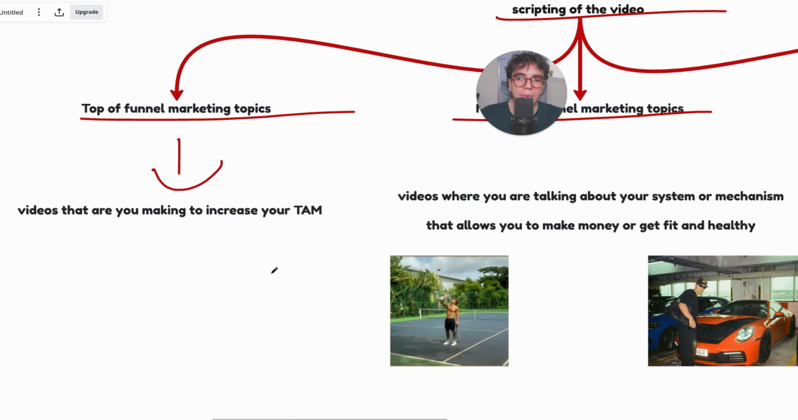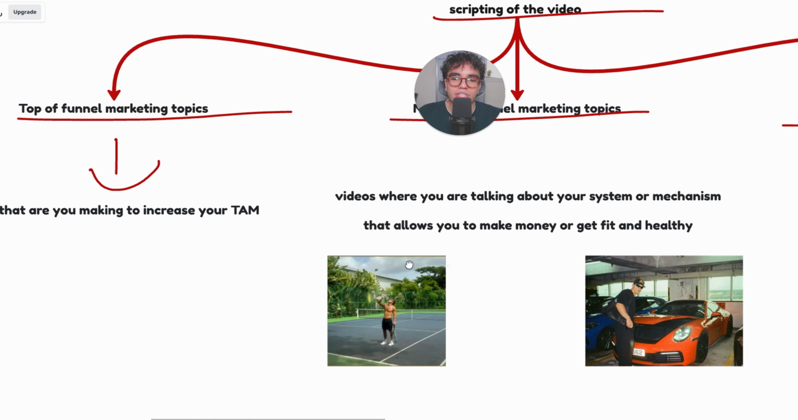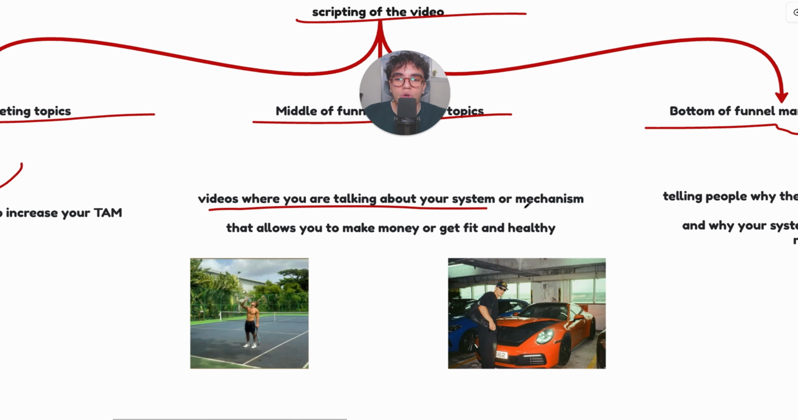You see people collabing with different people. They collab with streamers, all this sort of stuff, or they'll buy a new car, and you see all this. So that is to increase their total addressable market. And that's super important to get people inside of your funnel that you use to sell your info product, whatever you have. So the second thing, which is super important, is videos where you're going to talk about your system or mechanism that allows you to make the money or get fit or whatever the offer you're selling to your customers.